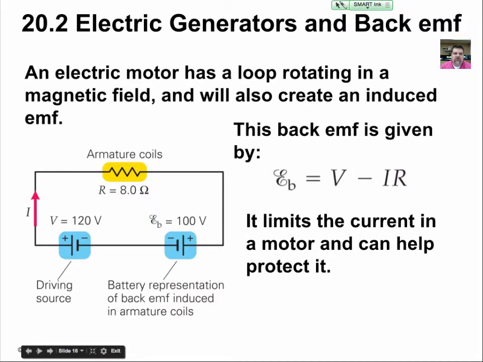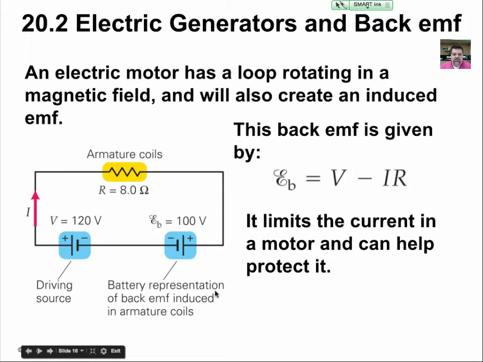So then an electric motor has a loop rotating in a magnetic field and will also create an induced EMF. Then back EMF is equal to the voltage minus IR. So here we have a driving power source that produces a current. That current goes through the coils of an electric motor, where there's a magnetic field in order to make the motor spin. And when it spins, it actually produces what we call a back EMF.